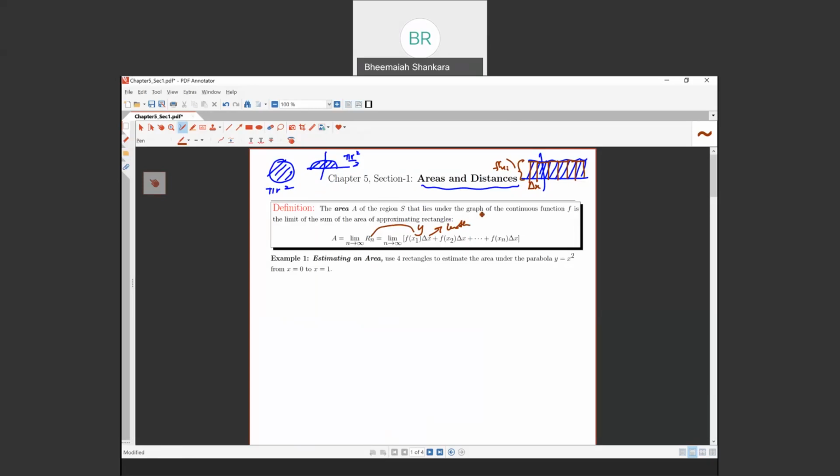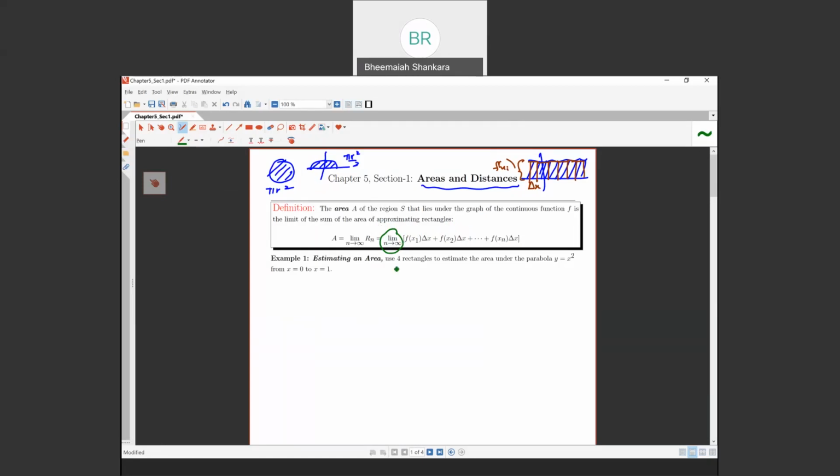So you do this for the several rectangles. So you have f(x2) delta x2, f(xn) delta xn, and so on. And finally, when we sum up all these areas, assuming we have infinite rectangles, we have a limiting condition n approaching infinity. We call this the area under the curve. So let's do this example.